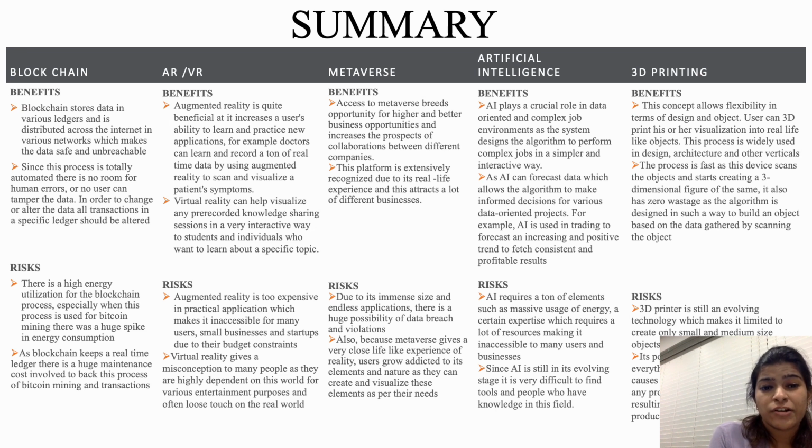The metaverse is extensively recognized due to its real-life experience, and it attracts a lot of different businesses, but users get addicted and attached to it, and they visualize its elements as per their needs and preferences. And the fourth concept which we studied is artificial intelligence. AI requires a huge amount of curiosity and experts to handle it, and the tools are also very expensive. AI forecasts the data and allows the algorithm to make informed decisions for various data-oriented projects. Apart from that, the fifth type we studied is 3D printing.